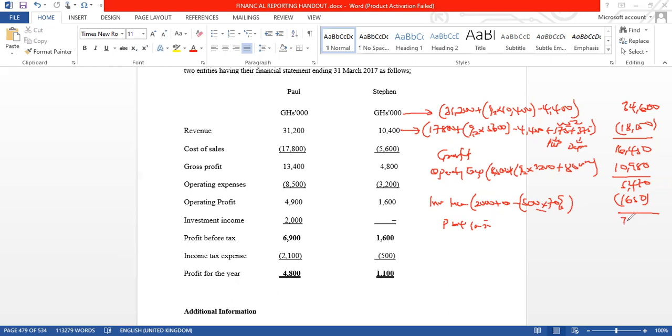I'm having 7,120, and I have my tax: 2,100 plus, into bracket, 9/12, 500. All right, so I have here 2,475. So my profit is what? 4,645. Profit after tax.